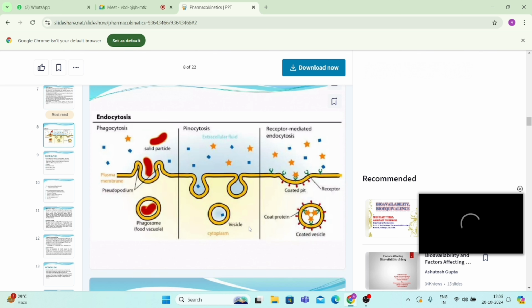So here you can see phagocytosis, where a solid particle is entering, that we call cell eating. And pino means cell drinking, so whatever liquid is there, that is extracellular fluid, even that is getting entered. And next we have another type of endocytosis, that is receptor mediated endocytosis. In the sense on the surface of the cell membrane you will have receptors, and once the drug comes and binds to the receptor, the surface will be closed.